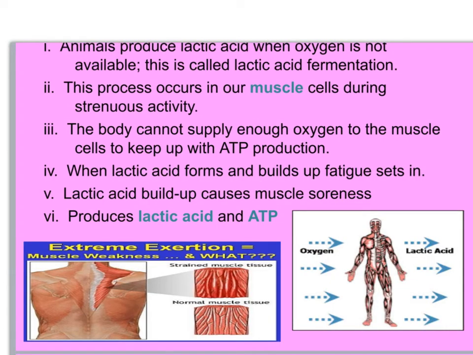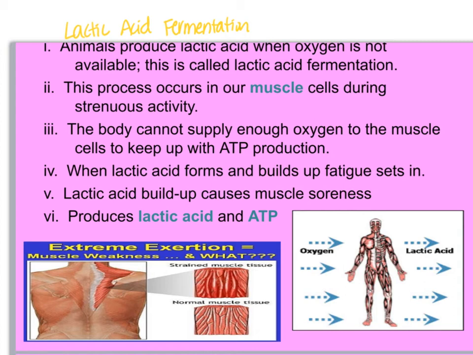Okay, so the second type is going to be lactic acid fermentation, and that's what you go through in your muscle cells if you do not have oxygen available. Okay, so this happens in your muscle cells, and this is going to be just after strenuous activity, not everyday activity. And this is when your body cannot get enough oxygen to those muscle cells to keep up with the energy, the ATP that it needs.